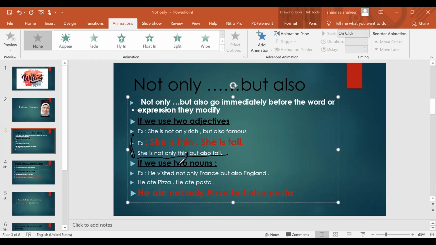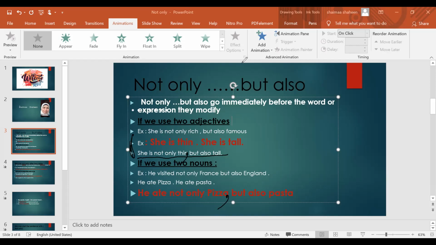Thank you. But have a look at the next sentence. He ate pizza, he ate pasta. These are two nouns. And now I can join these two sentences as long as the subject is only one, which is he or Ahmed. I can join it using not only but also again. But how can I do it? As you see in the example, he ate not only pizza but also pasta. And again, a comma is missing. So where did I place not only? After the verb or before the verb? Yes, thank you, Salma. After the verb.